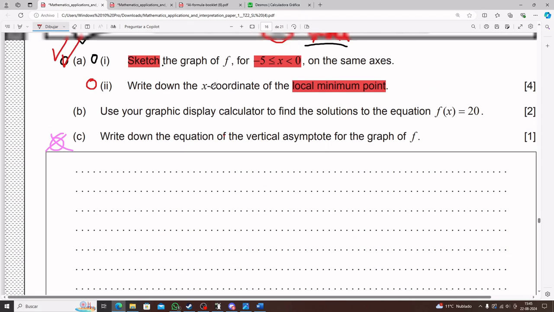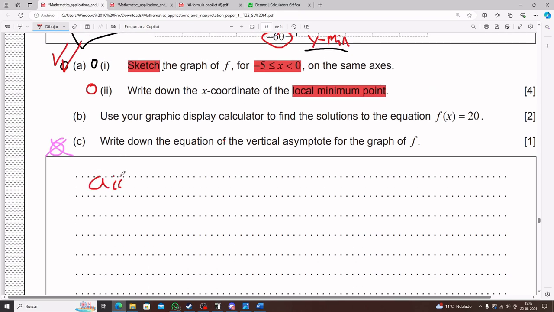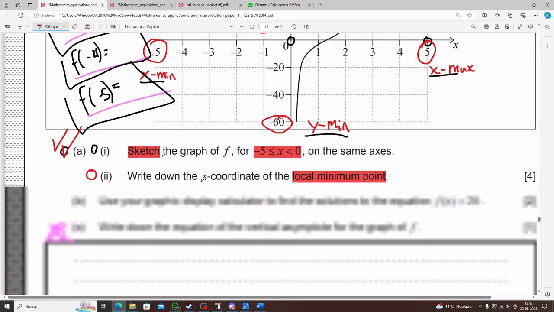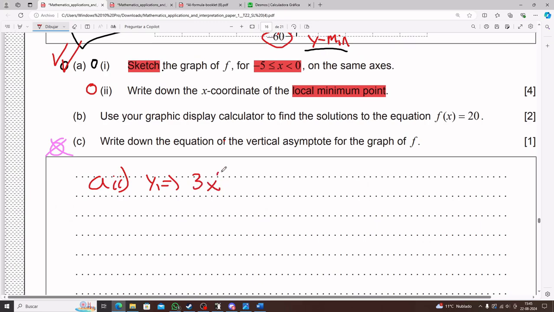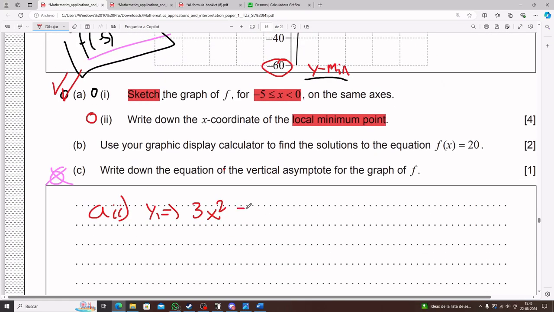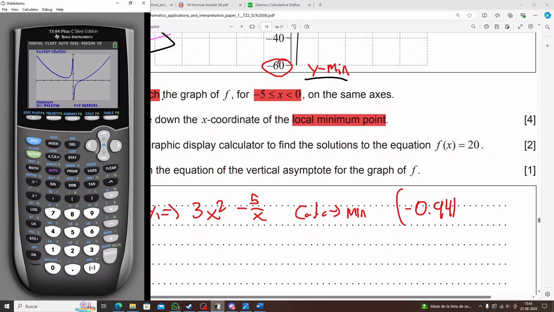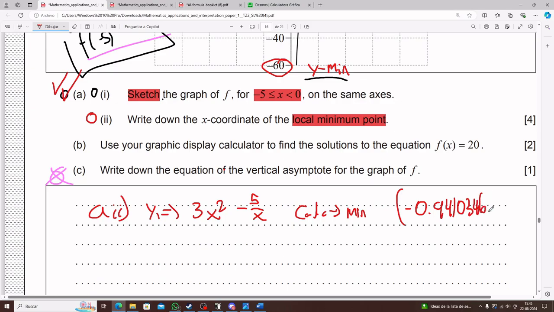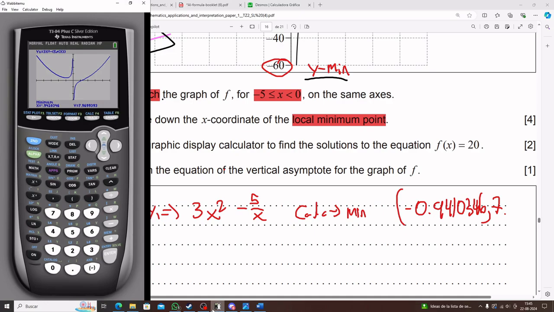Okay, so the x-coordinate of the local minimum for part A, double I, you have to specify that your y1 was this guy here, so your y1 is 3x squared. And this is just for the procedure point, just in case. So your y1 is this, then you did calc min, and you ended up with negative 0.941. Three significant figures, I can leave it like that. Actually, I'll show you how I do that in a second. So this is the x value, and then this is the y value, 7.9699.